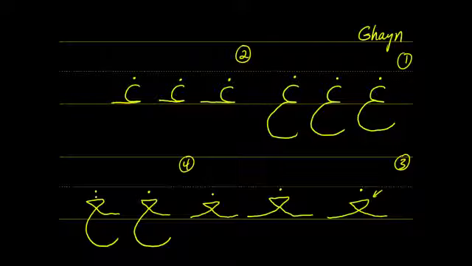Great. Now, if we were going to write the ghayn with a shadda, we could write the ghayn in any of these positions, but with a shadda. So the shadda would go, for example, here, and it might have a fatha. Or the shadda could go here and have a dhamma. Or the shadda could go here and have a kasra. And so there we have the ghayn with the shadda.